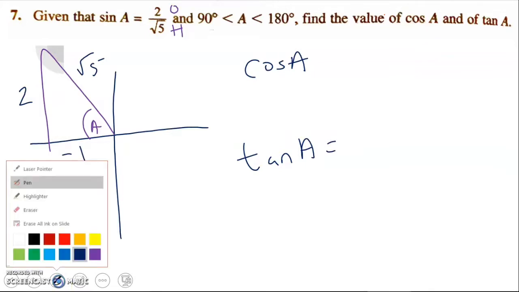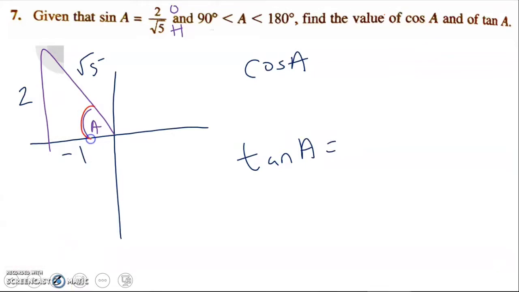Cos is going to have the value of adjacent over hypotenuse, which means that is going to be a negative 1 over square root of 5. Okay. But again, I have to rationalize that, so you should end up with a negative square root of 5 over 5. Tan is opposite over adjacent, which means 2 over negative 1. Of course, that's just negative 2. Okay, so there's cos and tan.